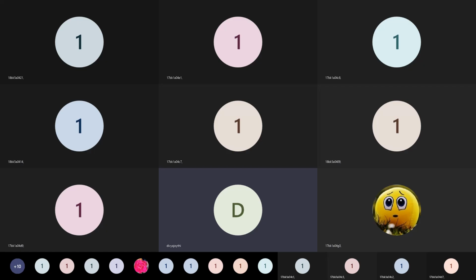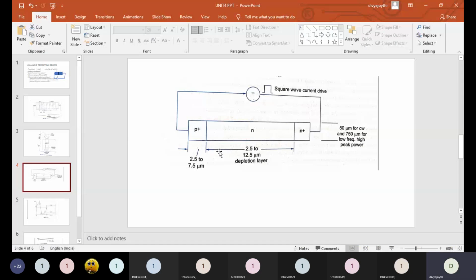This represents the schematic of the TRAPATT diode, where the configuration that we are considering is P plus, N and N plus regions. For the IMPATT diode also we have considered the same configuration, that is P plus, N and N plus regions. We can even have different configurations like N plus, P, P plus. That configuration is also valid, but the configuration we have used for IMPATT and now for TRAPATT is the most widely used configuration.